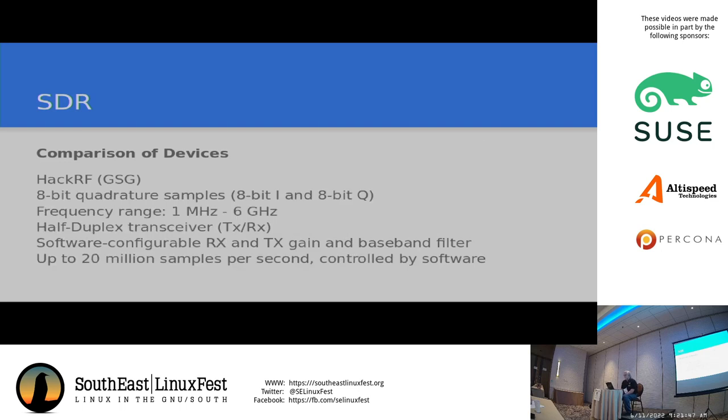Just a little bit more of the stats. It's a half duplex transceiver. In other words, it can only receive or transmit one at a time. A full duplex transceiver could receive and transmit at the same time, but this is just a half duplex, which is fine. Most amateur radios are half duplex transceivers. Everything is configurable in the software: your transmit, receive, gain, all the filtering. Talking about sampling rate, this is direct sampling, so up to 20 million samples per second. That's getting some real high definition sampling of the signal, all controlled in the software.